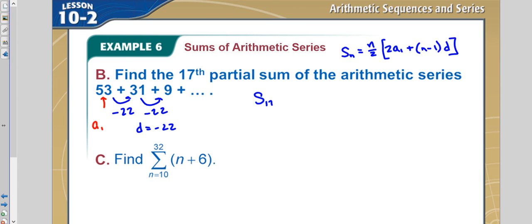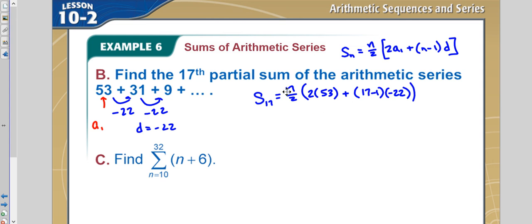And so now, let's see if we can solve for this starting from here. We can. We know how many terms there are. There are 17 terms. Put this over 2, and we're going to multiply this times 2 times our first term, which is 53. And then we're going to add that to n minus 1, which is 17 minus 1 times the difference of negative 22.